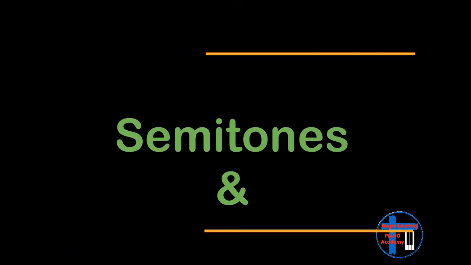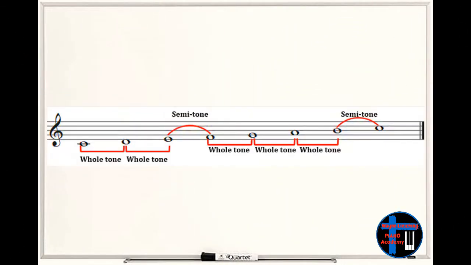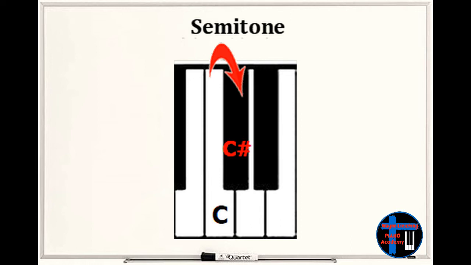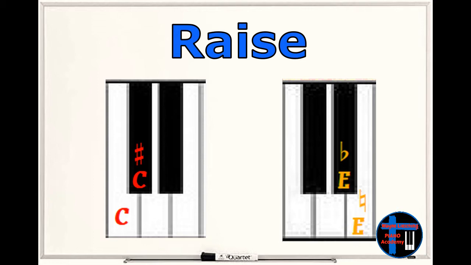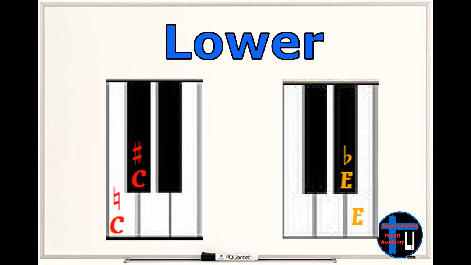The steps of the scale are also called scale degrees, and are made up of a mixture of semitones and whole tones. A semitone is 2 notes on the keyboard directly next to one another with no key in between. Example, between C and C sharp, or F and F sharp. Between B and C, and E and F, we also find semitones. To make a note sound higher, or sharper, you need to raise the note by 1 semitone to the right. To make a note sound lower, or flatter, you need to lower the note by 1 semitone to the left.